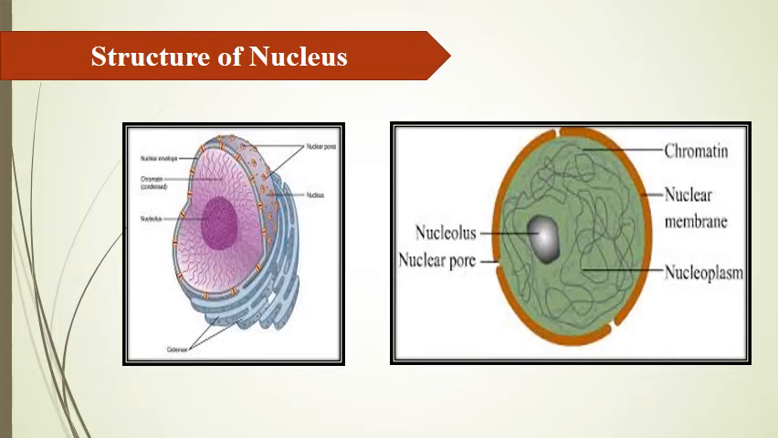Next, structure of nucleus. You can see we have 2 pictures. In this picture you can see the structure of nucleus. It is the brain of the cell, we can say. It is the control center of the cell, and it has its own parts: nuclear pore, nucleoplasm, nuclear membrane, chromatin fibers, and nucleolus. These are the parts of the nucleus. Let's study about them.